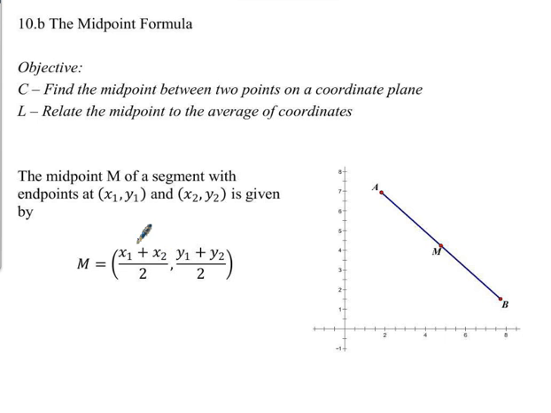Really all this is the average of the x coordinates, comma, the average of the y coordinates. The midpoint formula is super easy if you can remember that. You're just averaging the x coordinates, average the y coordinates, and you're done. So you just have to add the 2 x coordinates together, divide by 2, add the 2 y coordinates together, divide by 2, and that's it.